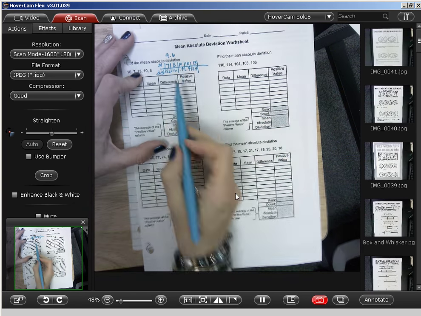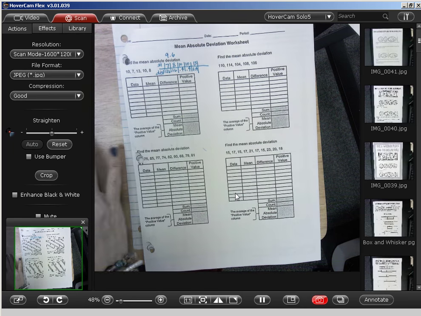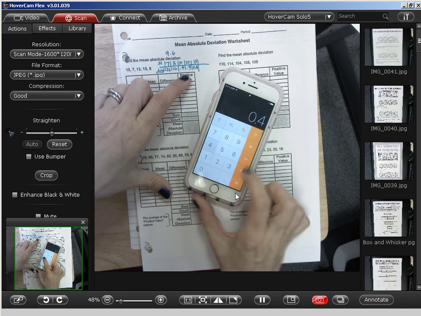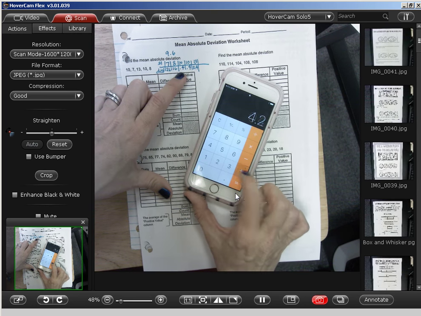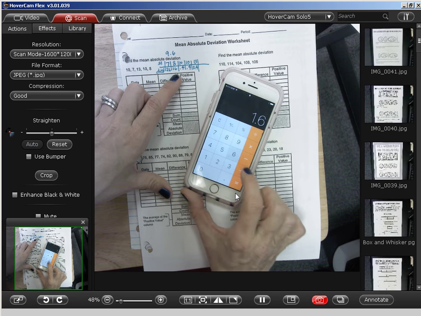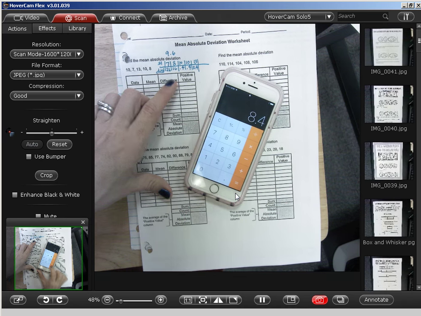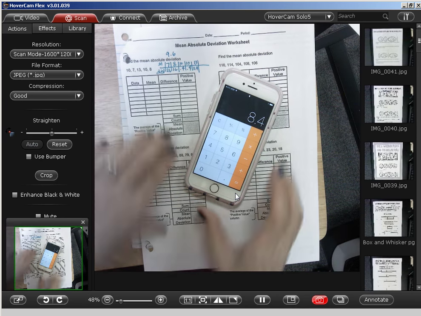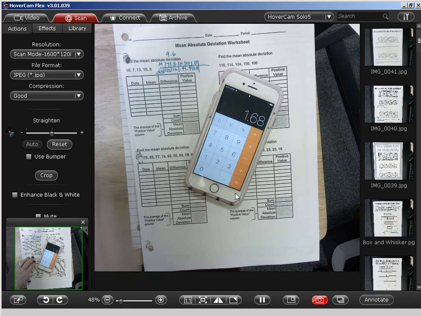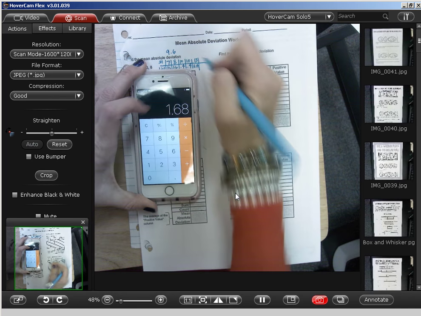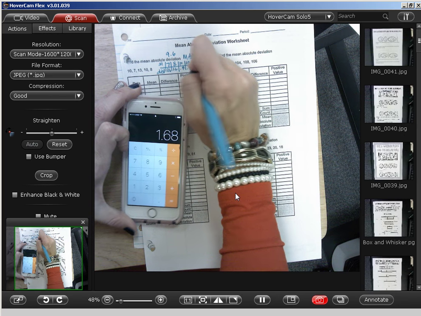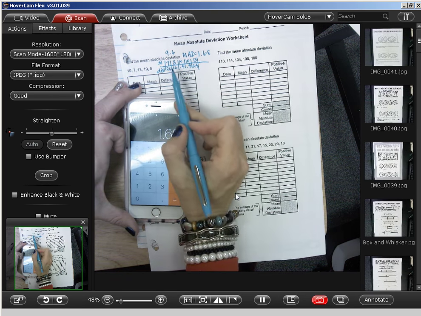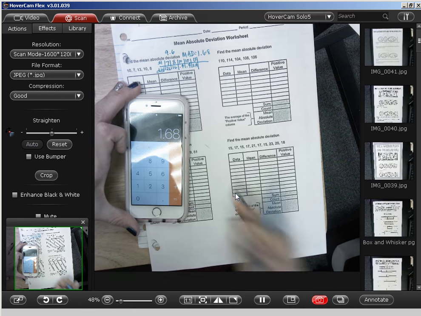So then remember, my last step is to add all these values together and divide them by how many there are. So 3.4 plus 0.4 plus 0.4 plus 1.6 plus 2.6 gives me 8.4. And there were 1, 2, 3, 4, 5 data values. So my MAD is 1.68. That means on average, each data value is about 1.68 away.